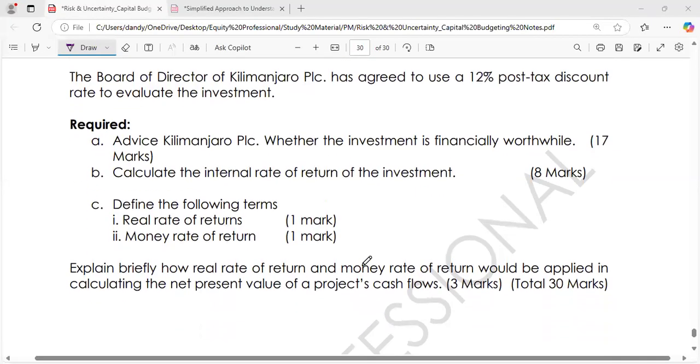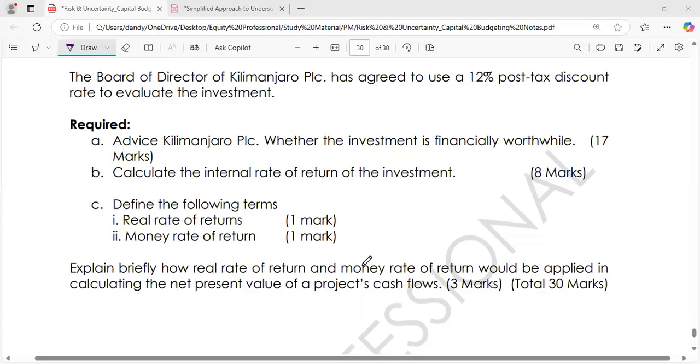So for part C of the question, you have to define the following: real rate of return and money rate of return. In our previous class, we've already explained this. The real rate of return is the same thing as real cost of capital or real discount rates. So it is a cost of capital that is stated in real terms. Real rate of return is the rate of return that is stated in real terms.